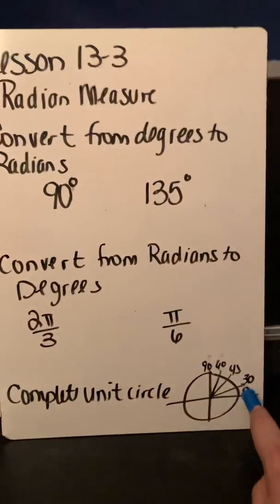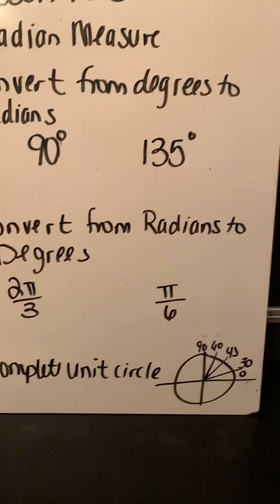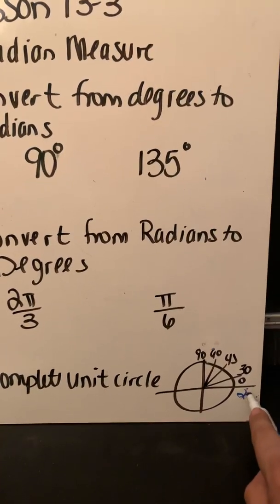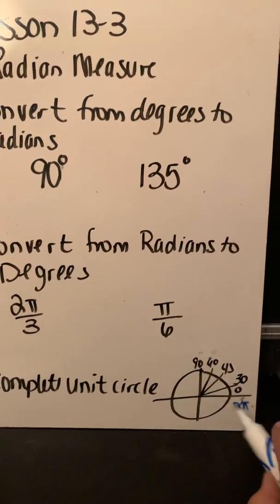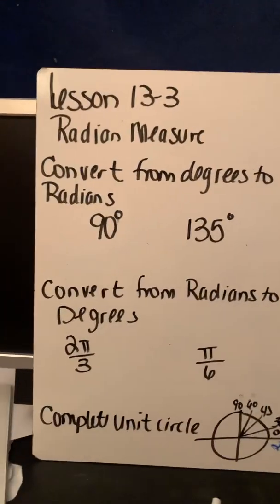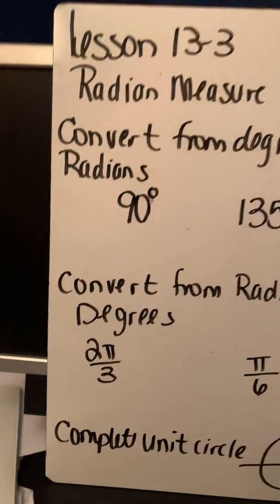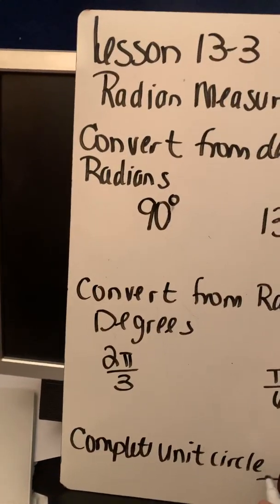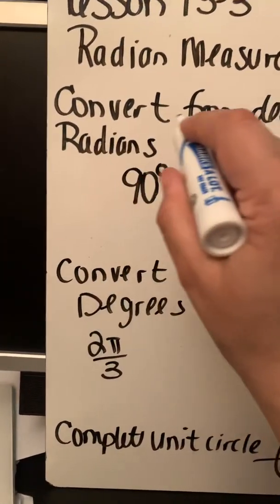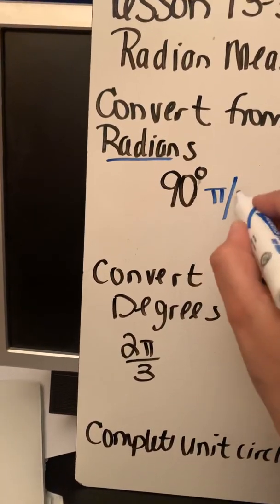So, from 0 to 360 is the degree in that unit circle, right? Well, your radian goes from 0 to 2 pi. And I'm going to show you how we get 2 pi here in just a second. Okay, so to convert from degrees to radians, one thing you know, in a triangle, there's 180 degrees. Well, in a semicircle, there's also 180 degrees. So whenever you convert from degrees to radians, you multiply by the constant pi over 180.